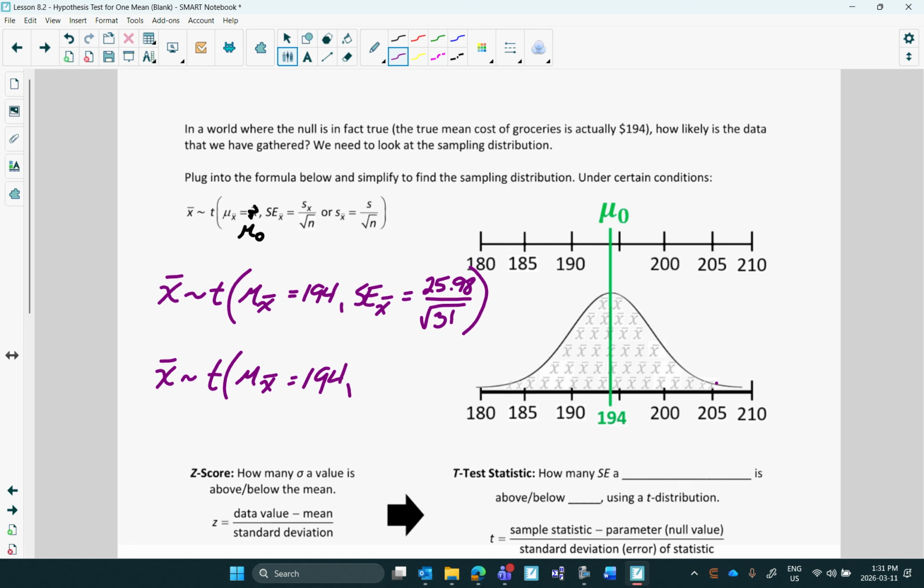And then if we just finish these calculations, we get the standard error is approximately 4.67. Okay. So remember, we're assuming the null is true. We're assuming that it's 194. But in the sample, we got 199.45.